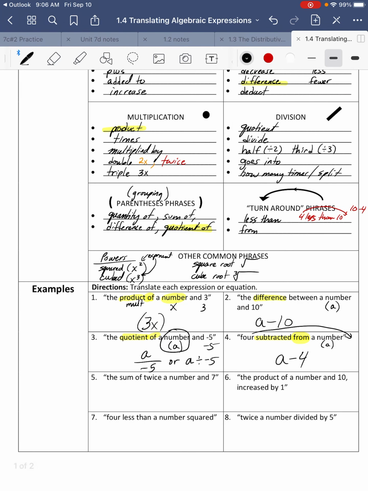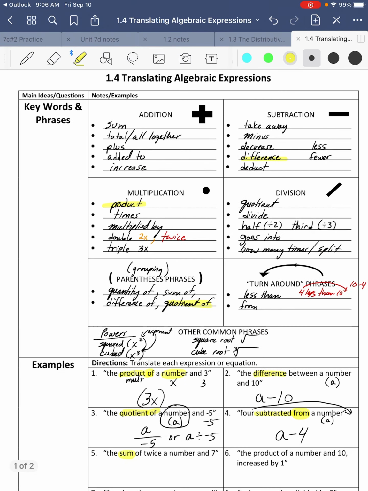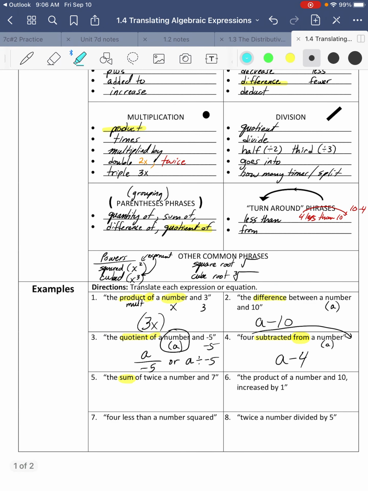Sum of twice a number and 7. Sum is addition. Twice a number means 2 times a number, and I'll just use a again. So that'd be 2a. So the sum of a number and 7 means we're adding twice a number, 2a, and 7. So 2a plus 7.